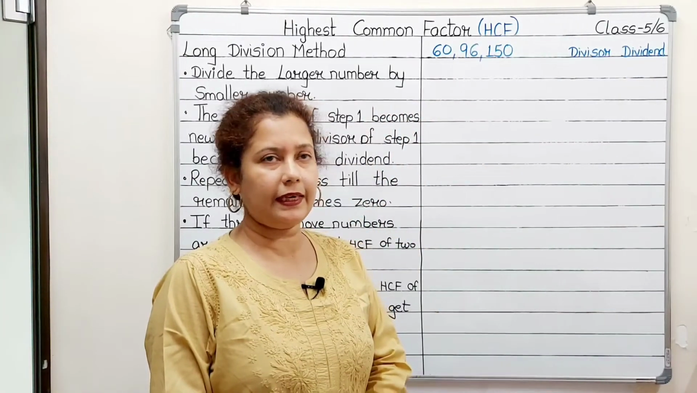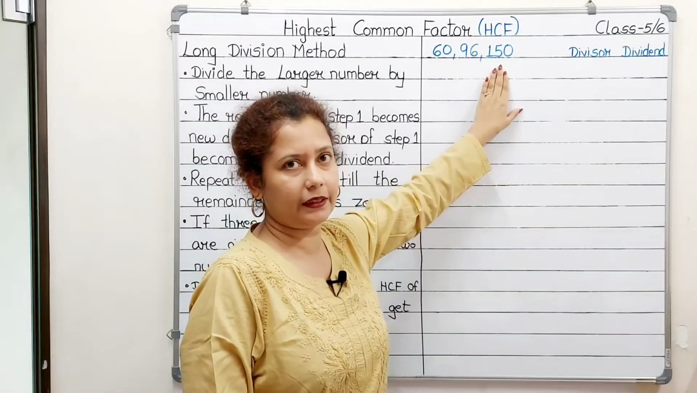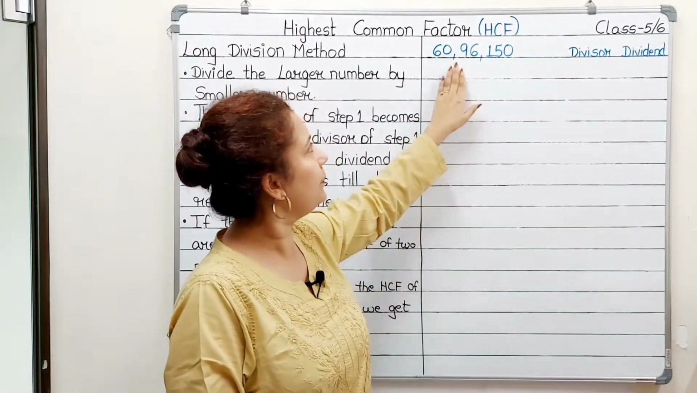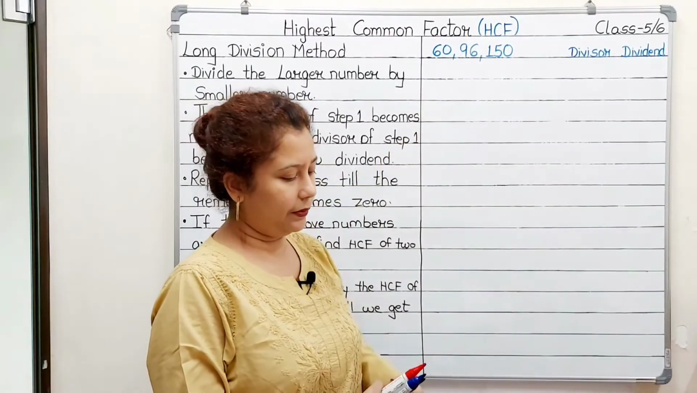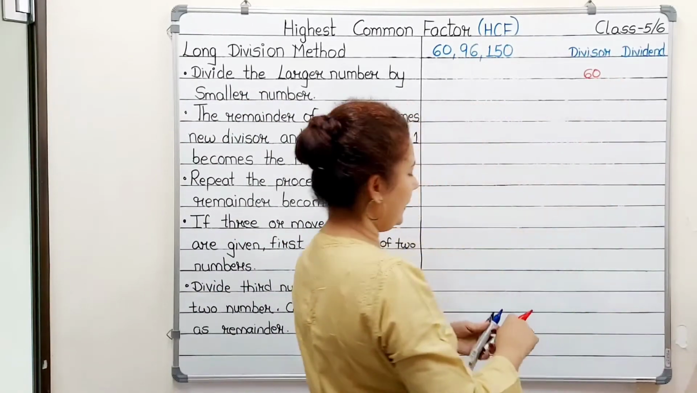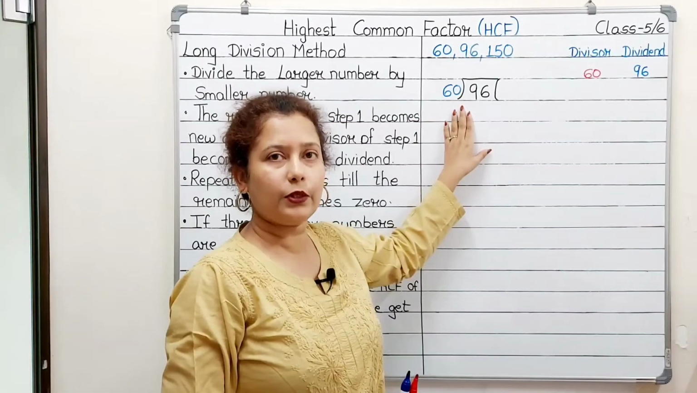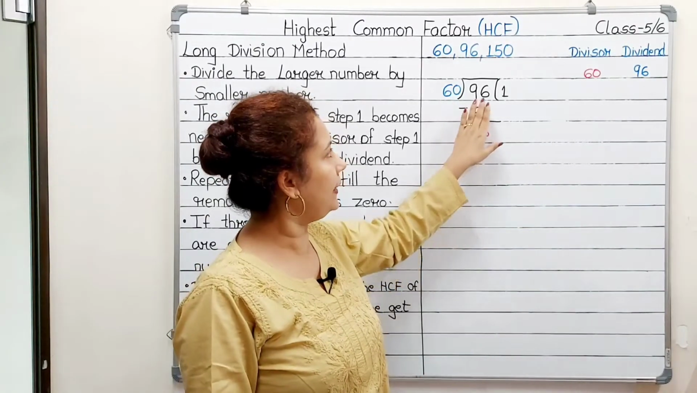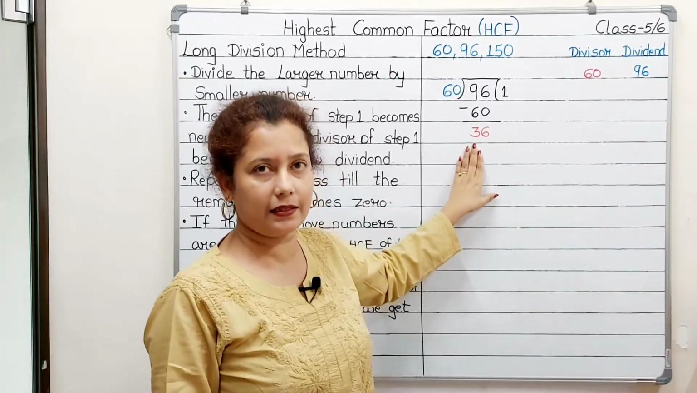One more example we will take. The given numbers are 60, 96 and 150. So again we will consider first two numbers to find the HCF. So here we will take 60 and 96. 60 is the smaller number. So 60 will become our first divisor and 96 will be our first dividend. So we will divide 96 by 60. When we divide 96 by 60, we get 1 as the quotient and 36 as the remainder.